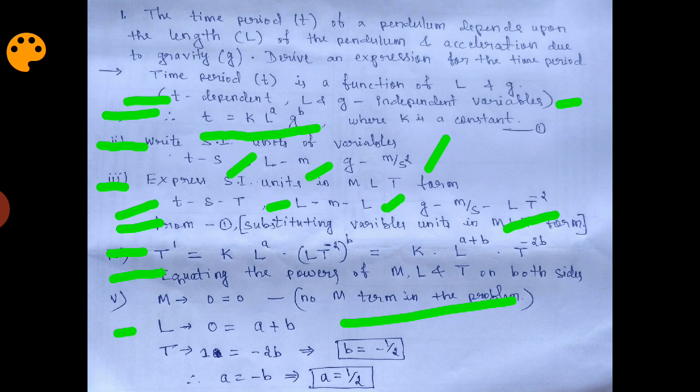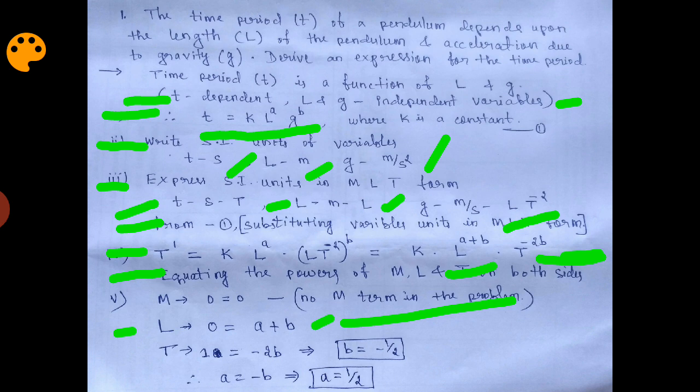On the RHS side, I have written here a plus b. Why is it a plus b? If you see this expression, it is simplified as k L raised to a, L T raised to minus 2, raised to b. So L raised to a into L raised to b, it is in the form of a raised to m into a raised to n. So L raised to a into L raised to b will be equal to L raised to a plus b. So on the LHS side there is no term, it will be 0 is equal to a plus b.